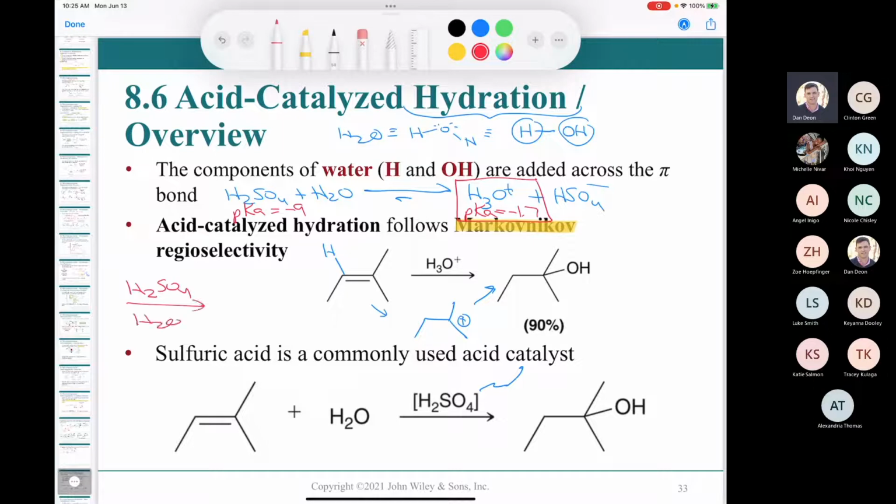Okay, you can write that. That's reasonable. But we know that in the mixture of acid and water, what's going to be doing the protonating or the proton transfer is hydronium. What's going to do the nucleophilic attack will be the conjugate base of hydronium, which is water. So that's why we write this. Or sometimes we'll put sulfuric acid in brackets to say it's just a catalyst to produce hydronium.